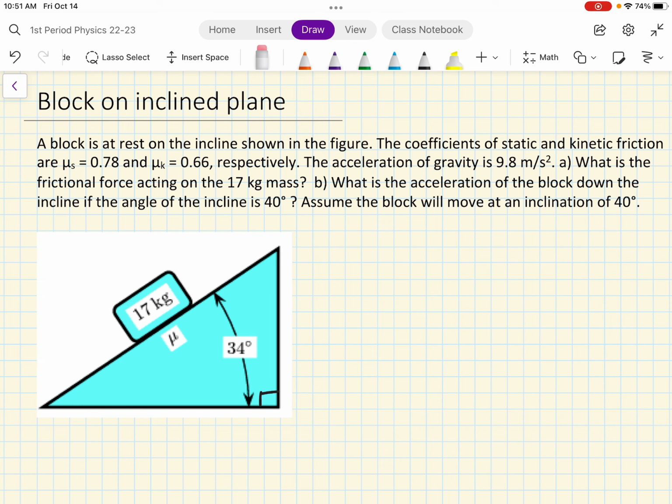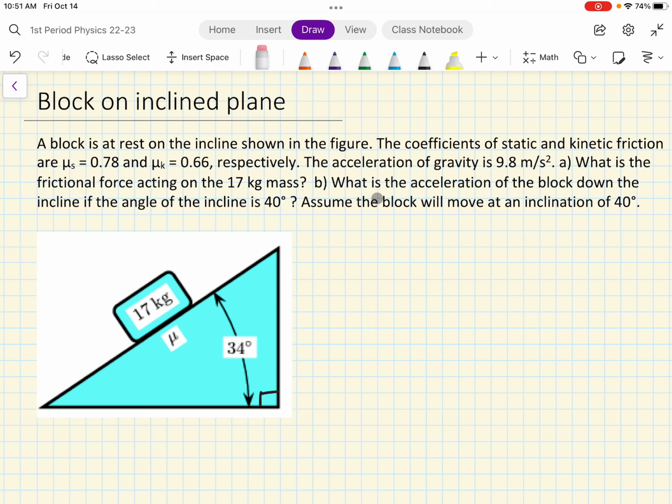You may recognize this problem from your homework, and it had three parts. I skipped over the second part. That one asked you to find the maximum angle at which the block would remain static. The answer, at least using these numbers, was something below 40 degrees, which means that at 40 degrees it will move. Okay, so let's start with highlighting the information which we know is important.